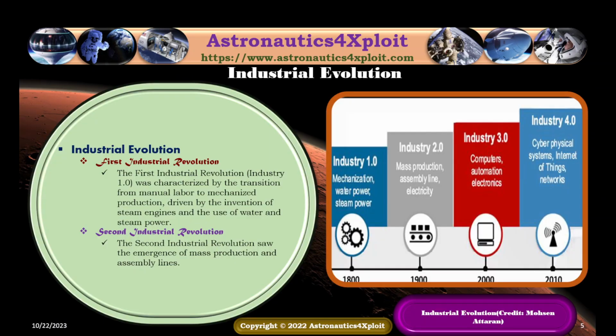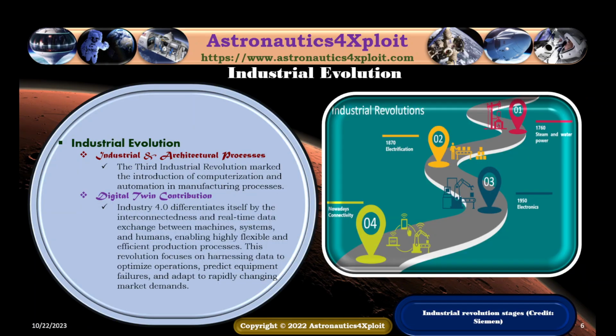Industrial evolution. The first industrial revolution, Industry 1.0, was characterized by the transition from manual labor to mechanized production, driven by the invention of steam engines and the use of water and steam power. The second industrial revolution saw the emergence of mass production and assembly lines. The figure here shows industrial evolution periods.